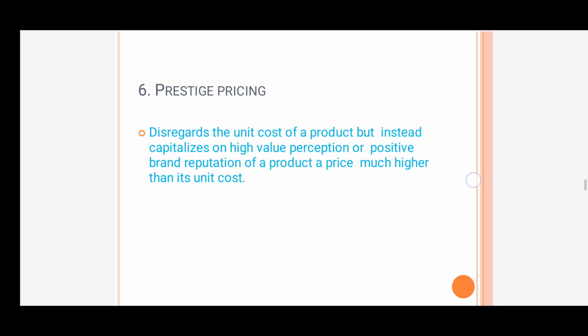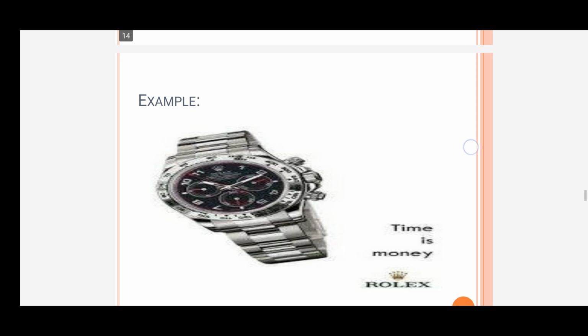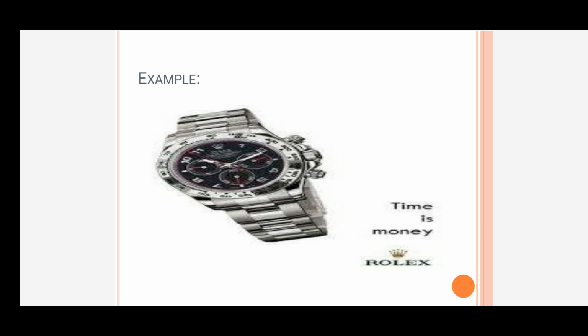Your next pricing strategy is prestige pricing. This is targeted particularly to your targeted audience. This does not focus on the number of units sold, but rather on getting the reputation of the brand to a higher perspective. So in this example, I have taken the Rolex watch, which is a high-end luxury watch.